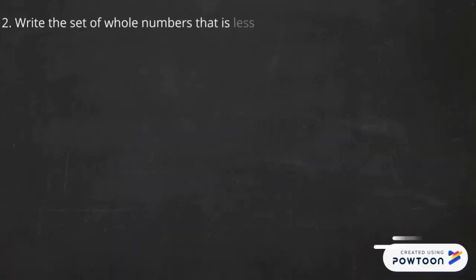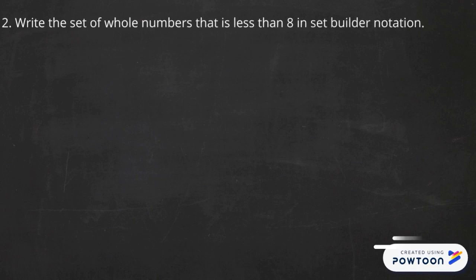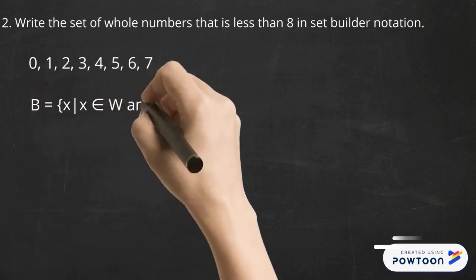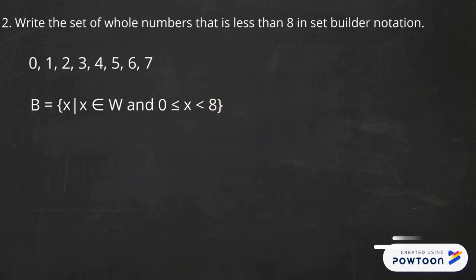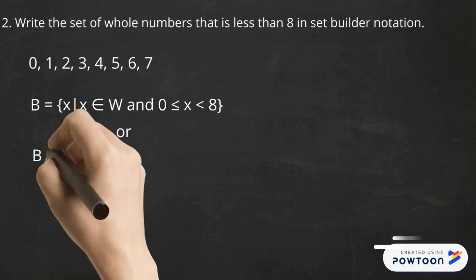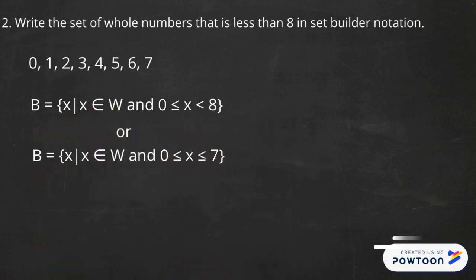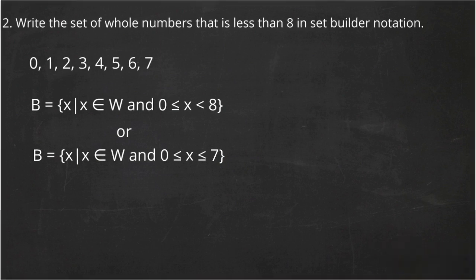Number 2. Write the set of whole numbers that is less than 8 in set builder notation. So whole numbers are natural numbers, but they also include 0. So that's the list, and let's use B as the name of the set. And let's describe it using set builder notation. So we could say that B is the set of all x such that x is a whole number, and x is greater than or equal to 0, but it's less than 8. I could also say that x is greater than or equal to 0, but it's also less than or equal to 7. So both of these inequalities will describe that set of numbers.